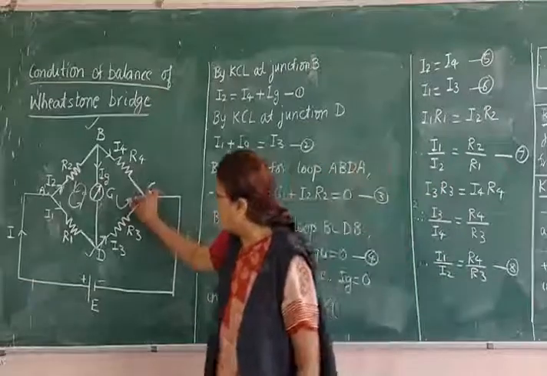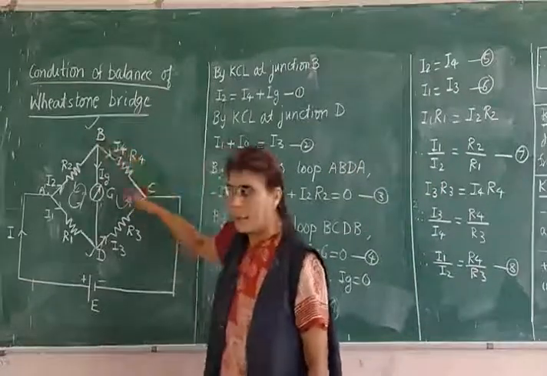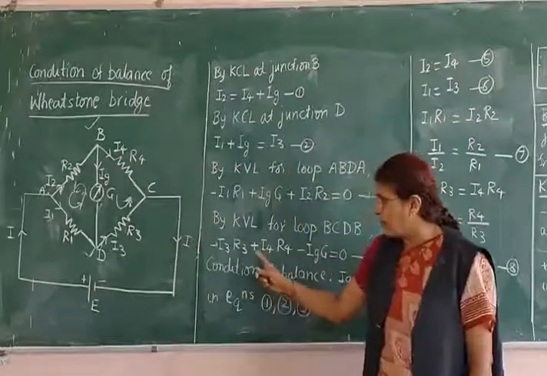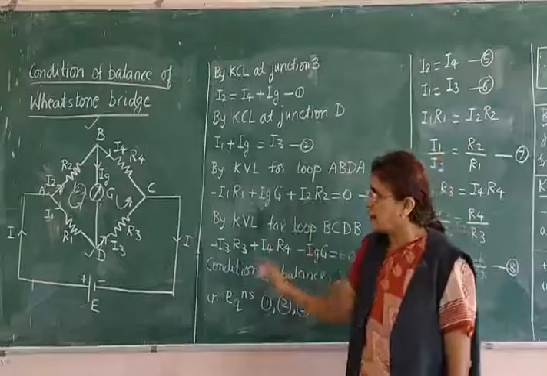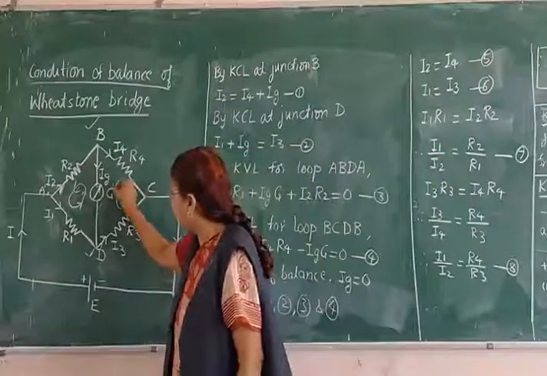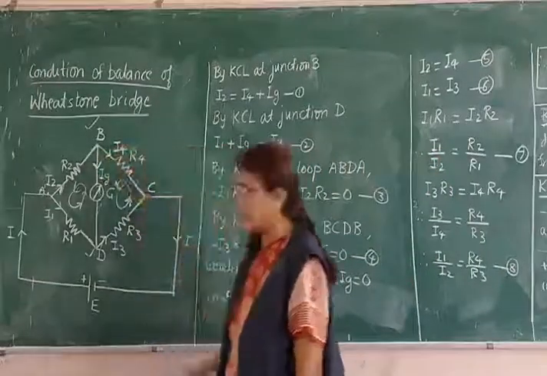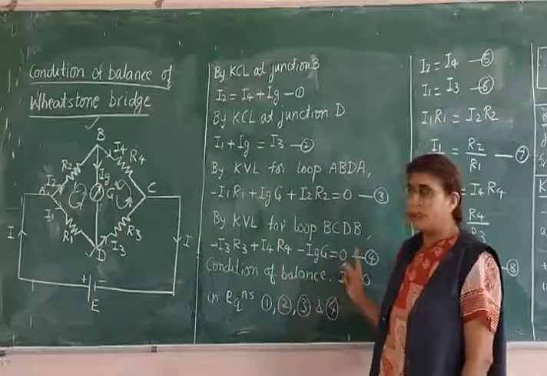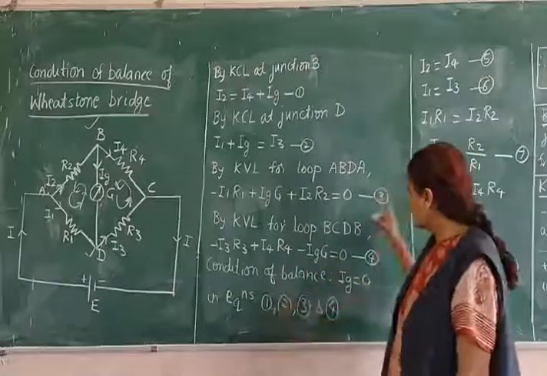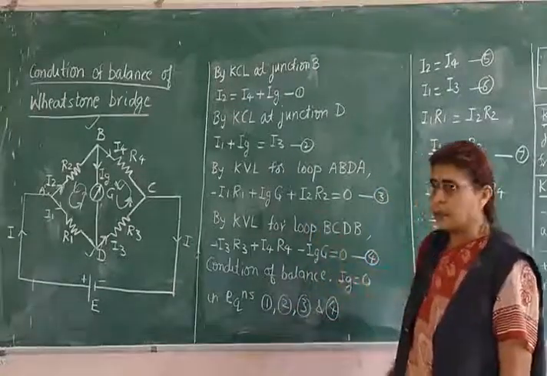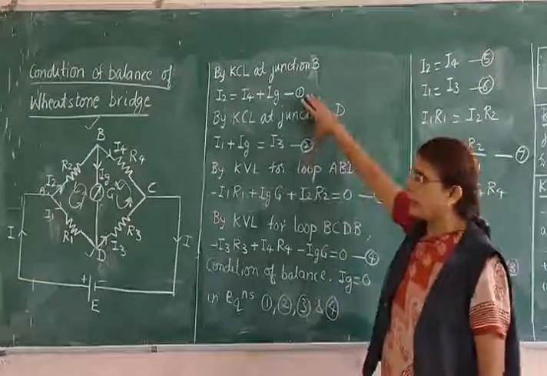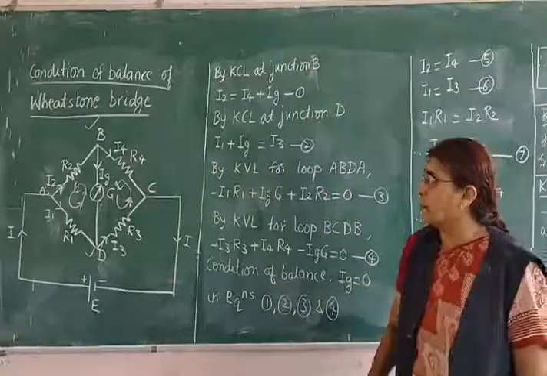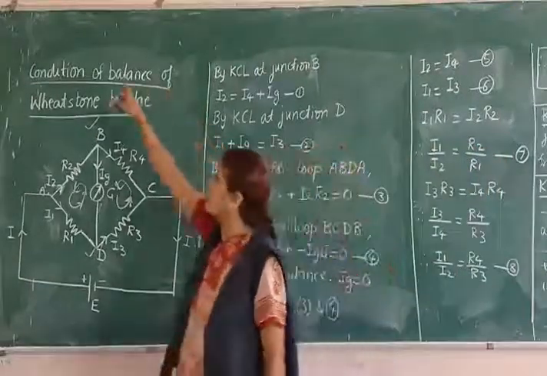Then we come across here. I am going in this direction. Current is in the opposite direction. So opposite direction means it becomes plus. So it becomes plus I4 R4. The last one. I am going in this direction. This direction and this direction, they are the same. So I will write it as minus IgG is equal to 0, because no cells are there. So I got another equation, equation 4, by KVL. So I got 4 equations: 2 equations from KCL, 2 equations from KVL. Now the most important point is the aim of the derivation. What is the aim?